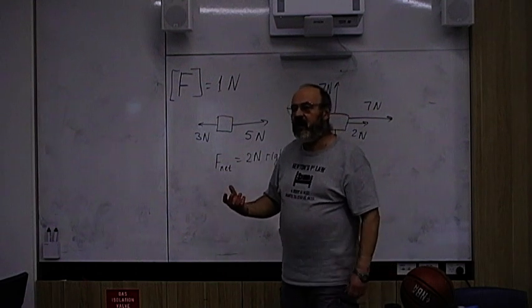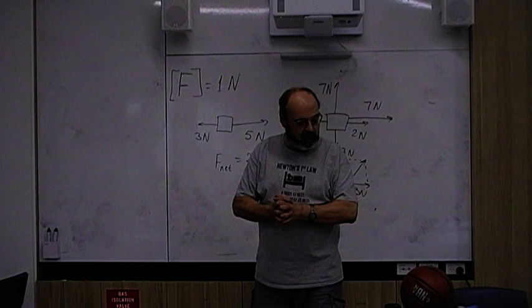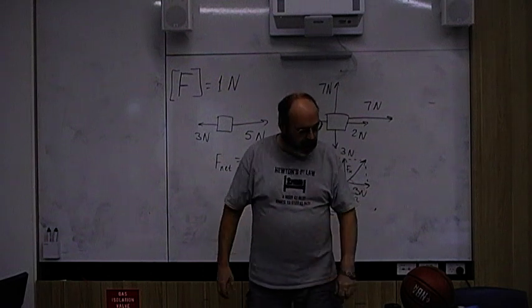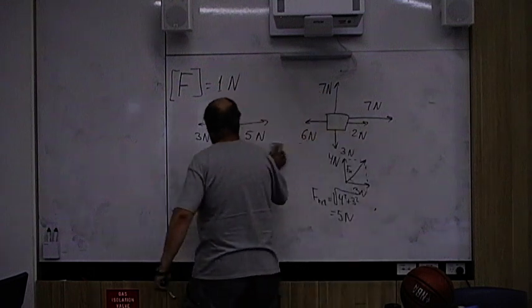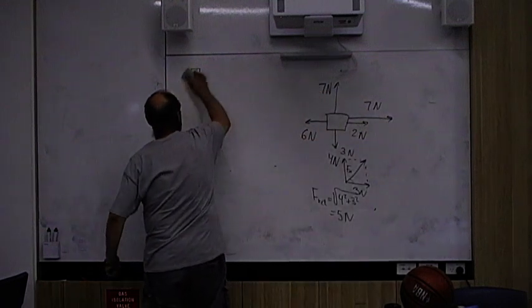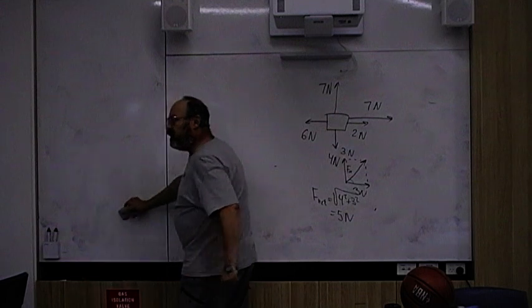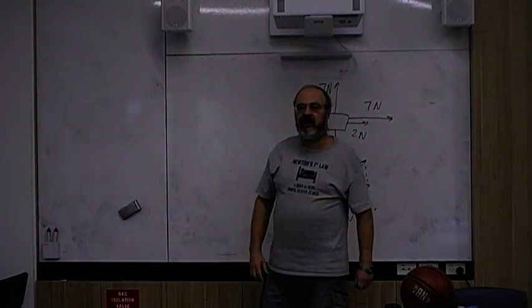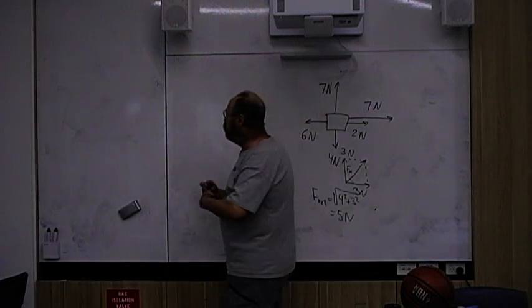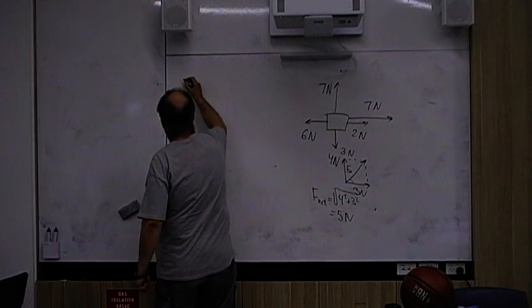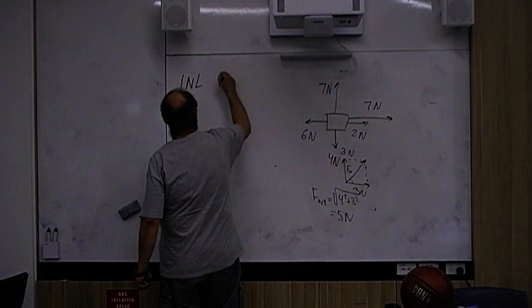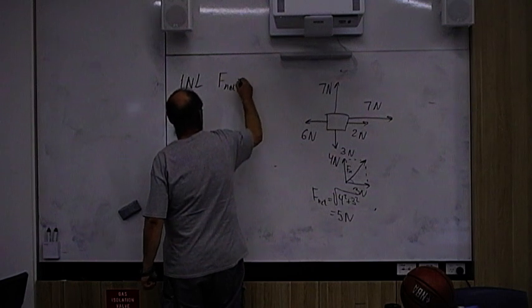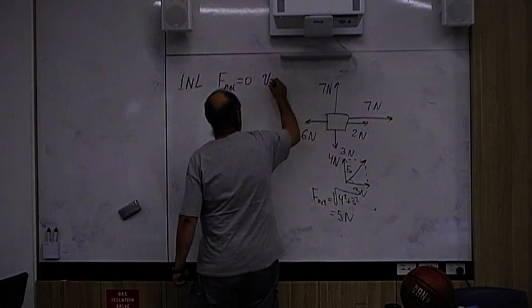And we come to Newton's first law. The first Newton's law states that an object retains its velocity if the net force is 0. So, in simple terms, Newton's first law is: when net force equals 0, velocity is constant.